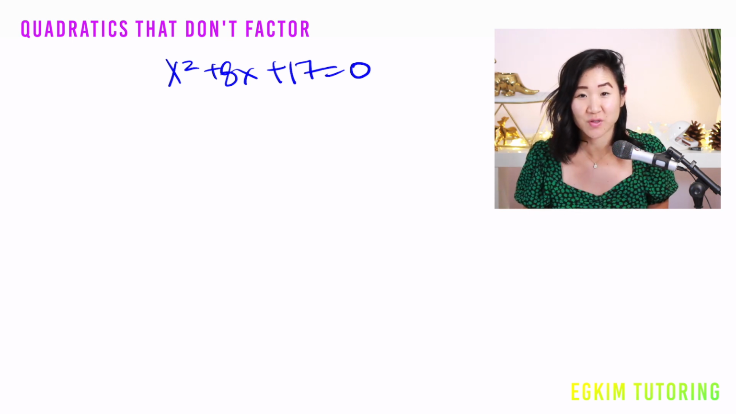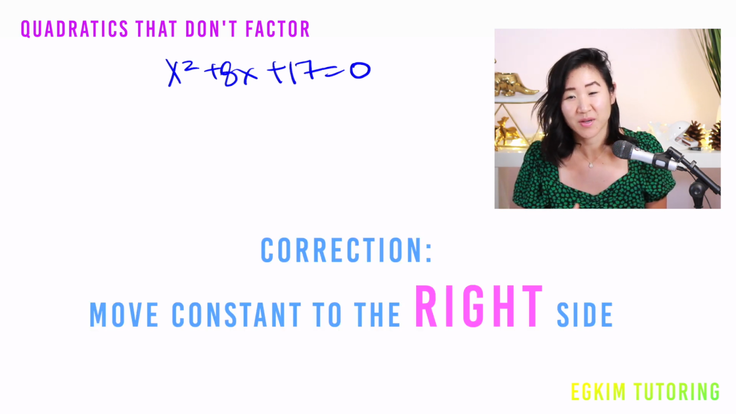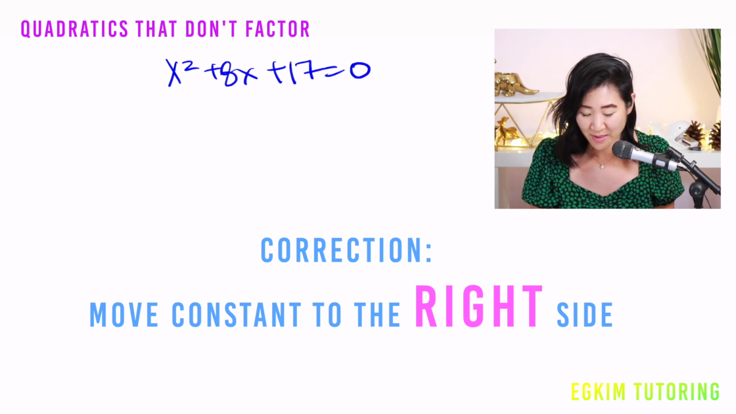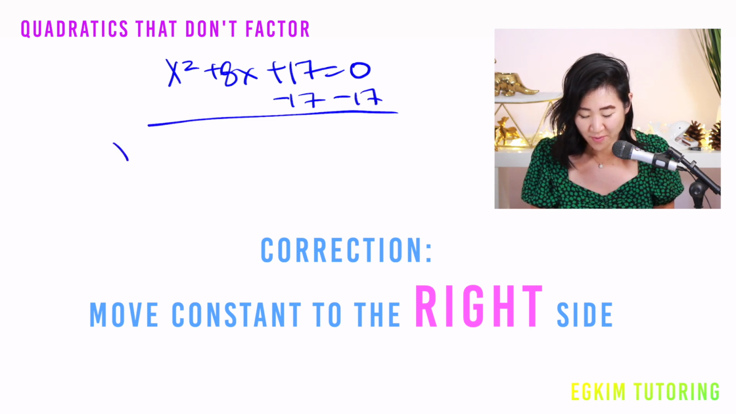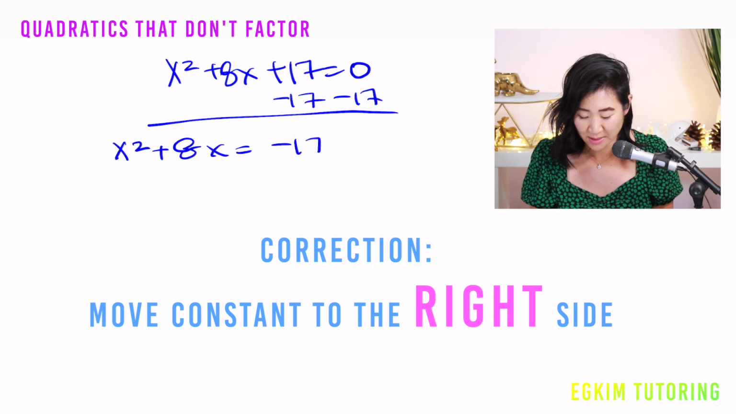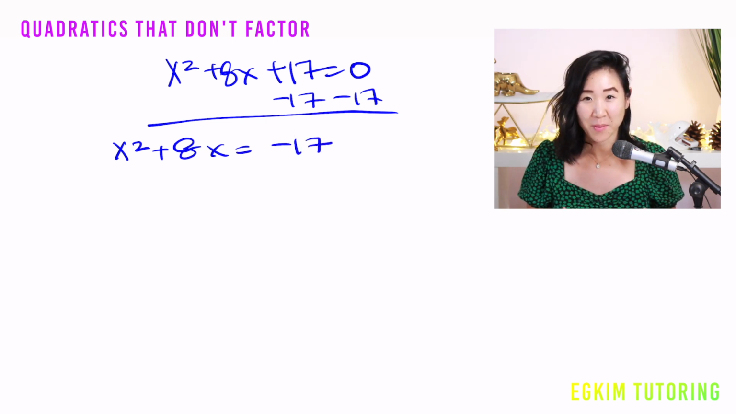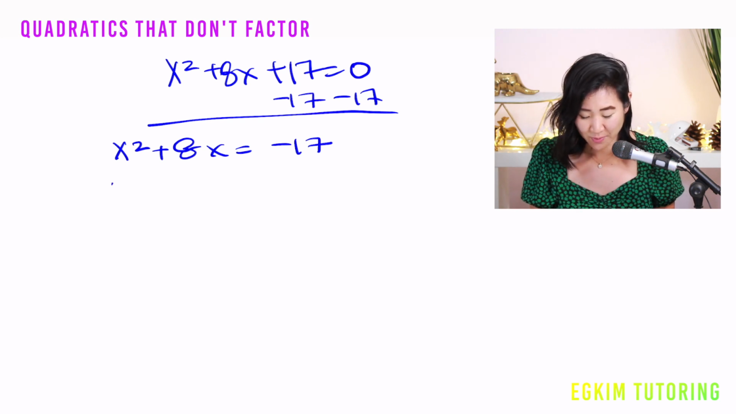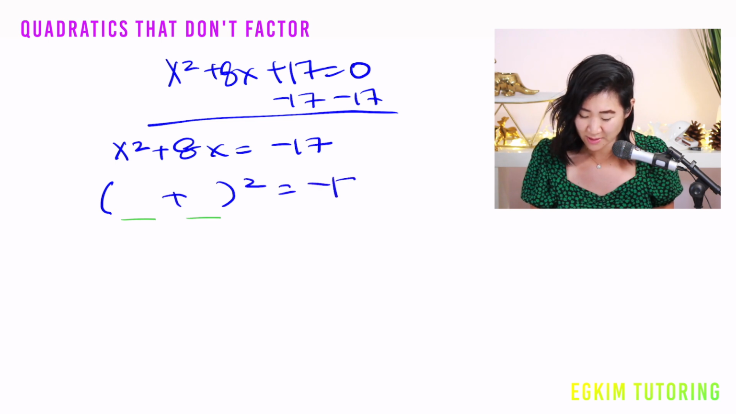The first thing you're going to do is move the constant to the right side, not because there's anything special, it's just because we don't need to deal with it right now. So in this case, you move the 17 over, and then we have x squared plus 8x is equal to negative 17. Because it's called completing the square, I'm going to set up the next part as if we're squaring something and set that equal to negative 17. So for example, we have (something plus something) squared is equal to negative 17.